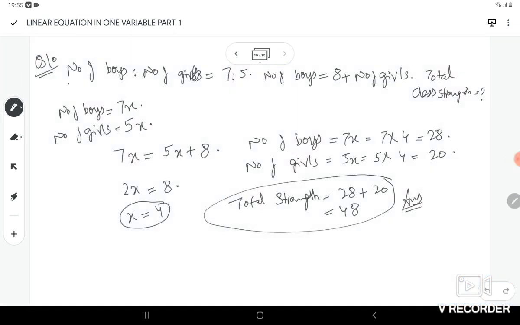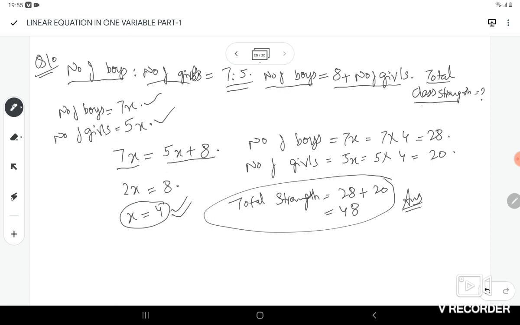Now the next sum says the ratio of number of boys to number of girls is equal to 7 to 5, and it is also given that number of boys equal to 8 plus number of girls. We have to find the total class strength, that is number of boys plus number of girls. Again we are going to use the ratio to let the number of boys be 7x and the number of girls be 5x. It is also given that number of boys equal to 8 plus number of girls, that is 7x equal to 5x plus 8. On solving it, we get the value of x as equal to 4.